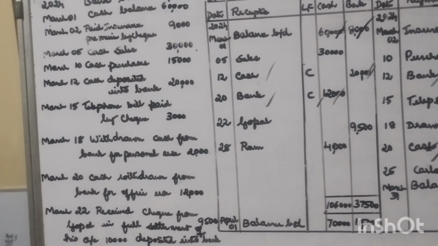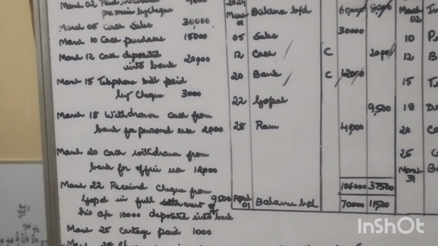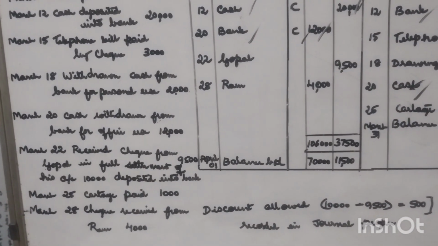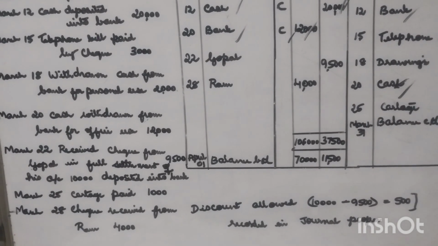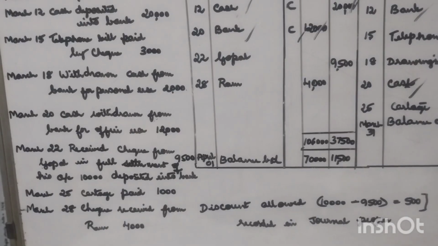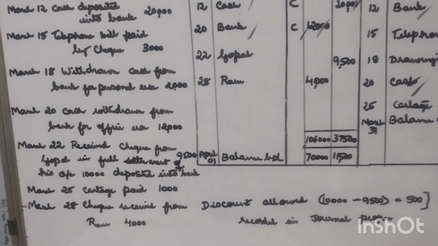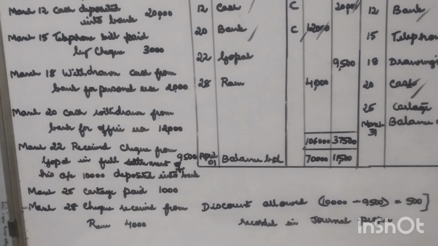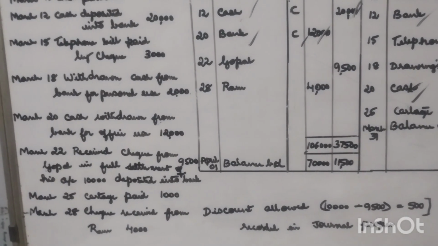So cash sales transaction is 10,000. So 9,500 check is received, in the sense the firm has allowed a discount. So it has to be recorded separately. Discount allowed of 500 must be recorded in journal proper, not here, because the firm has allowed a discount. So the firm receives discount from the suppliers, firm allows discount to the customers, and it has to be recorded in journal proper.